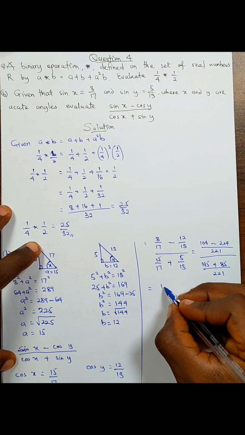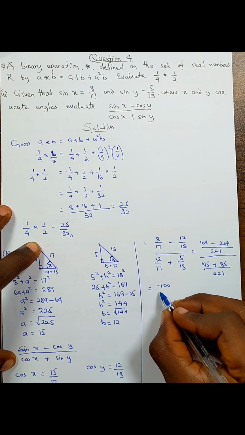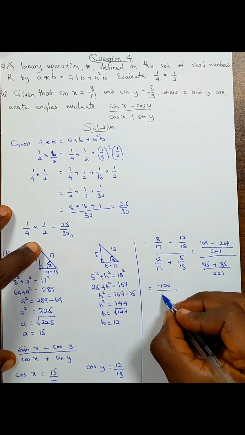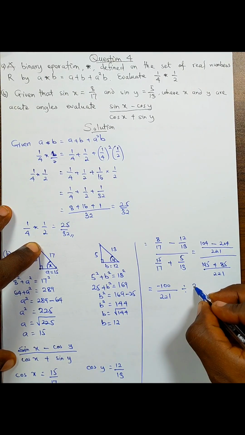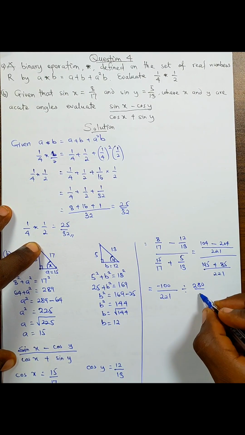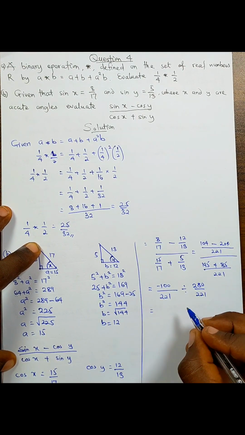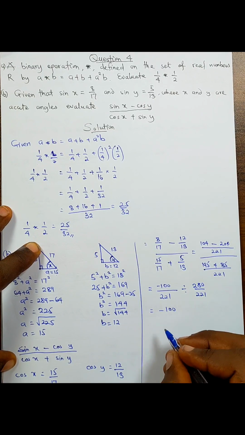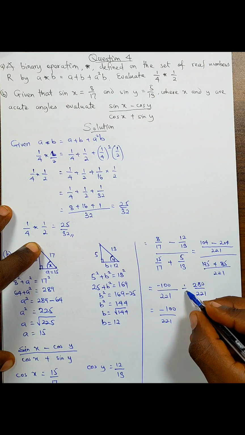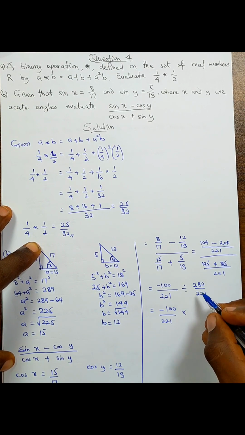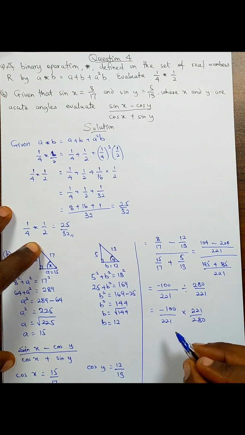That is a difference of 100. But don't forget, it is negative. Negative 100 over 221 divided by 280 over 221. So what do we do? Minus 100 over 221. Since it's a division, we change it and find the reciprocal. It becomes 221 on 280.